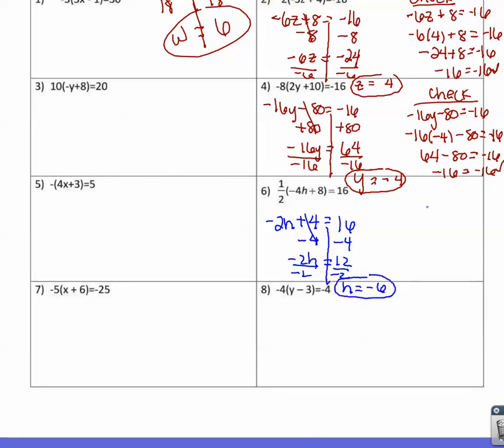You notice how I'm circling my answer each time. This is important. Also, your work should not be everywhere. It should be in line, going straight down. So when I go through and check my answer, I should get 16 equals 16.